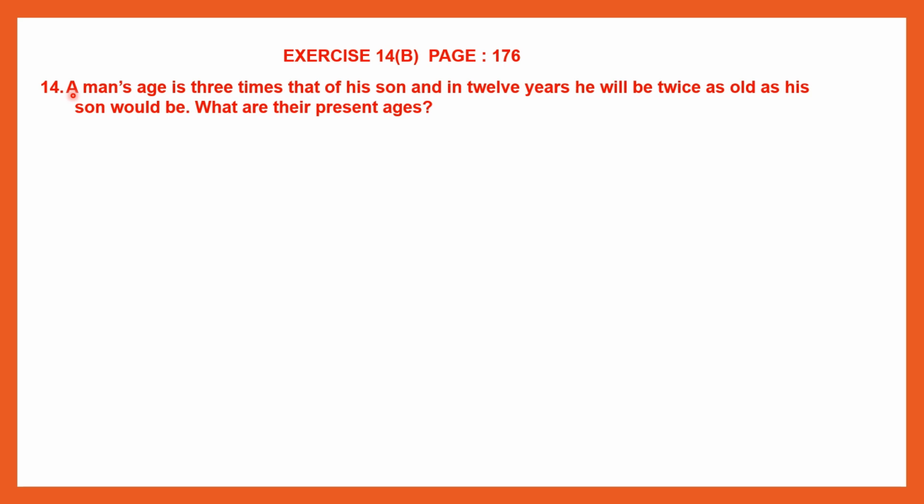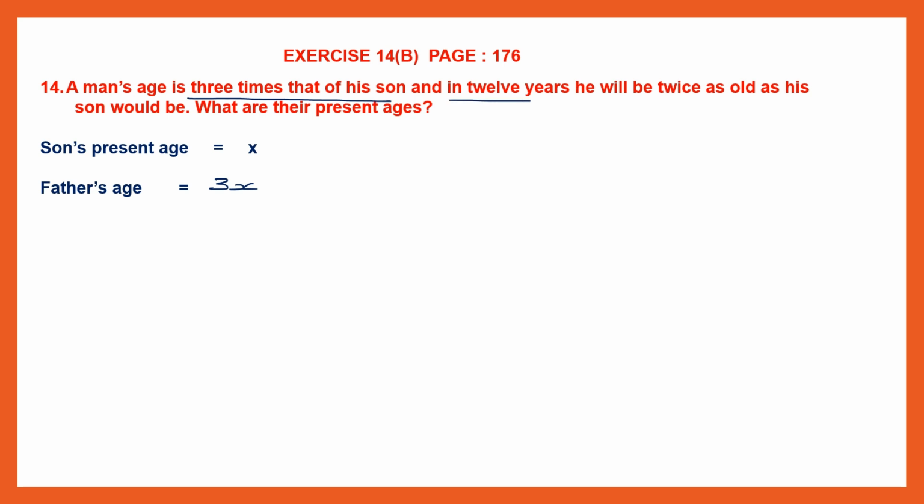So let's look at the first part. A man's age is 3 times that of his son. So we don't know the age of the son, but the father's age is 3 times that. So let the son's present age be x. The man's age, or the father's age, is 3 times this. And the son is x, that means 3 times means 3x. So this is the father's age.